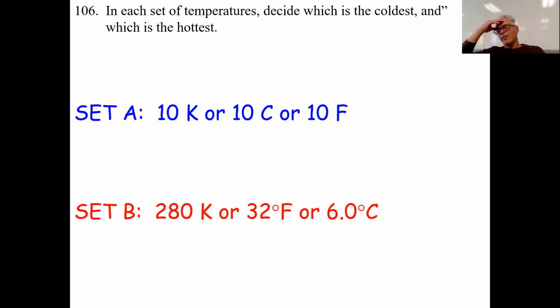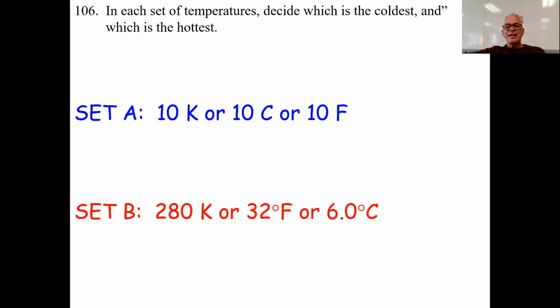Well, think to yourself. 10 Kelvin, how cold is that? That's unbelievably cold. It's close to 0 Kelvin. It's close to absolute 0. It's almost the lowest temperature in the universe that could be possible. So 10K is going to be the coldest.